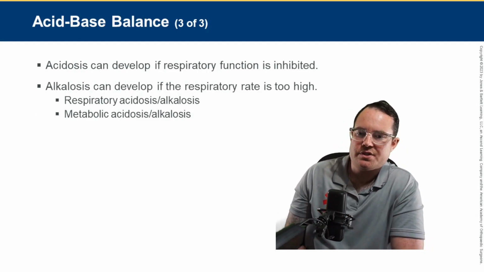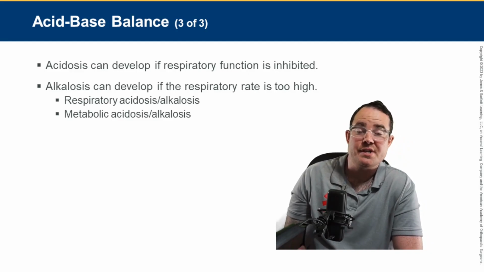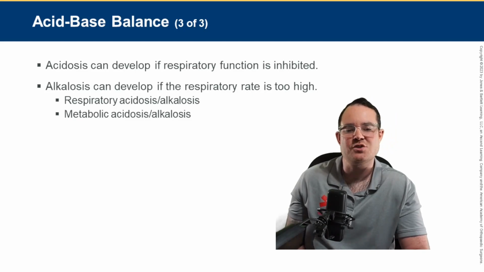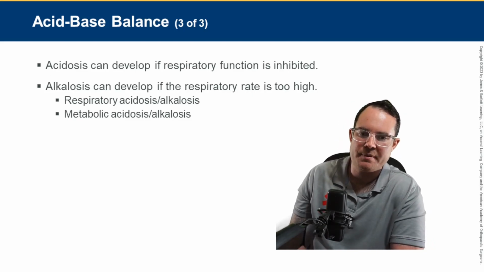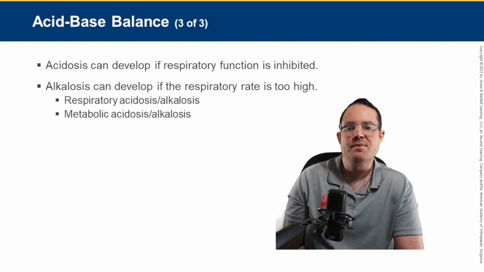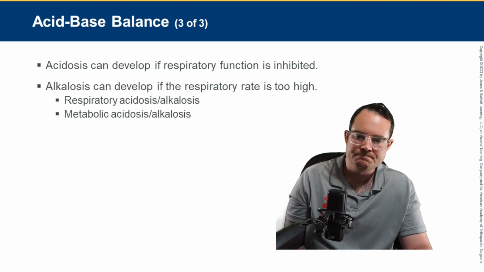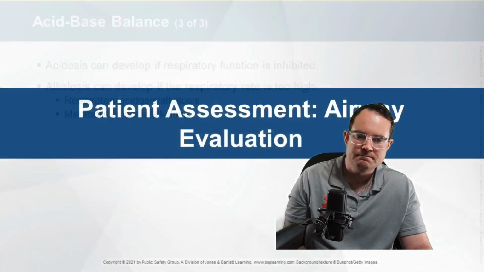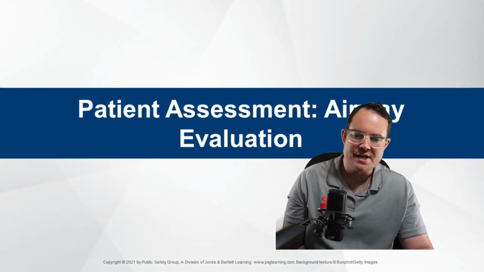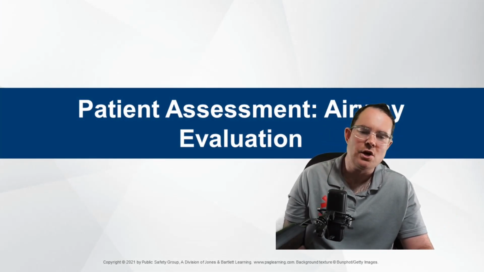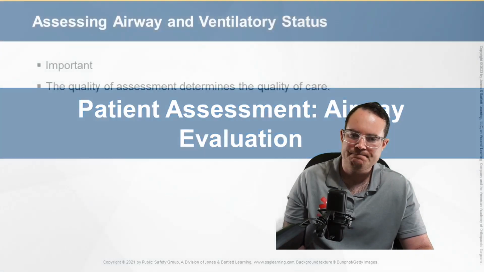Okay. It says acidosis can develop if respiratory function is inhibited. Remember, we said when your patient's not breathing or hypoventilating, that is respiratory acidosis. And then it says alkalosis can develop if the respiratory rate is too high. Please know that. Don't forget it. We'll get into metabolic acidosis another time, because this is all about respiratory.